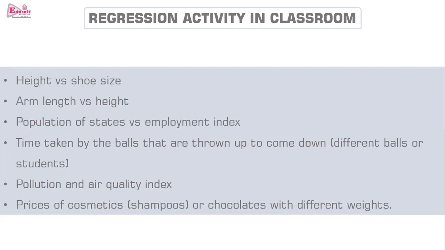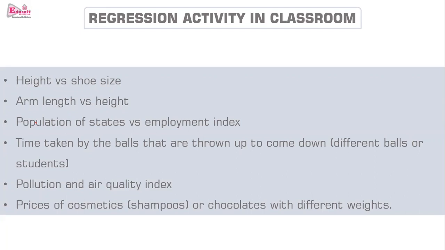You can collect fictitious figures of population in states and their employment index. Or you can take the students into the field, ask them to throw a ball up high in the sky, and then let them calculate with a stopwatch how much time the ball took to come down and hit the ground. And that data collected 20-30 times, regression can be done on it.